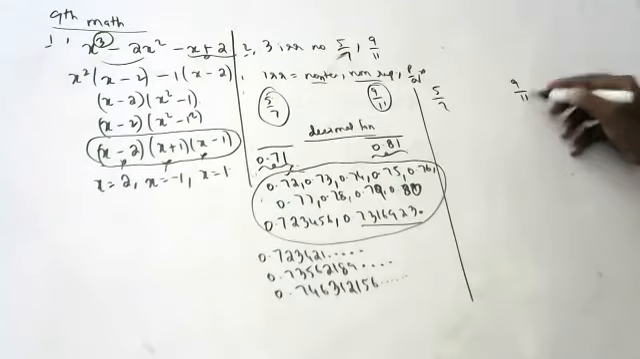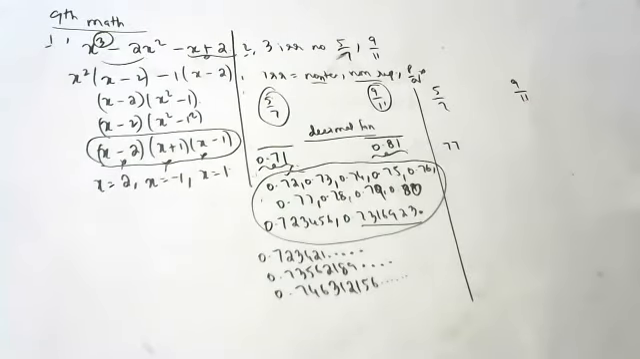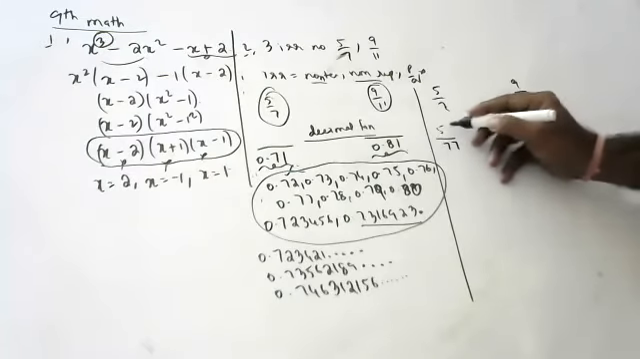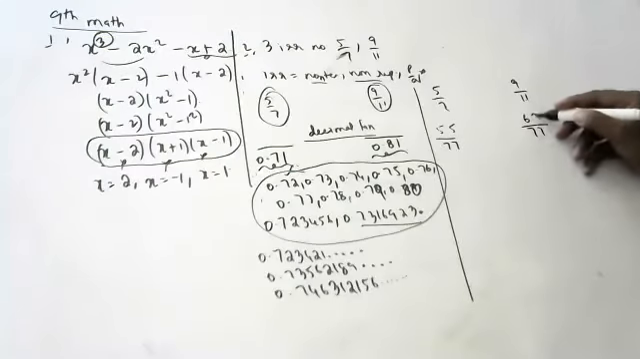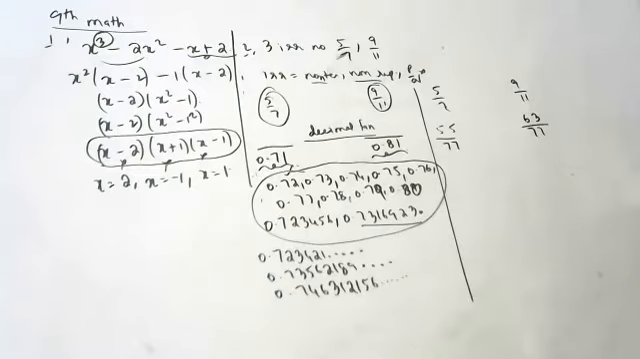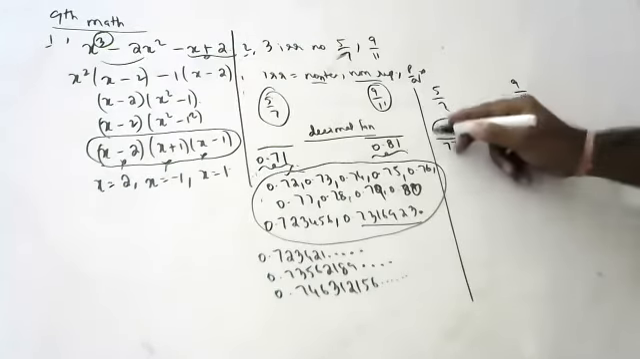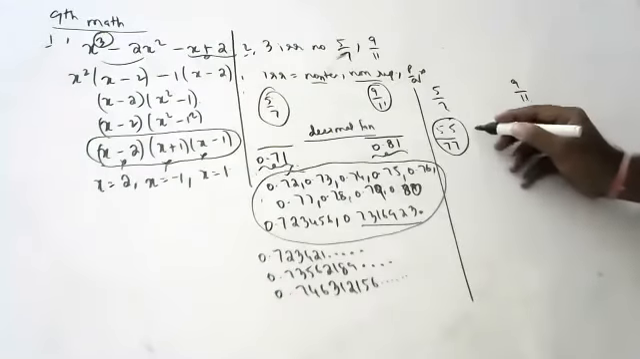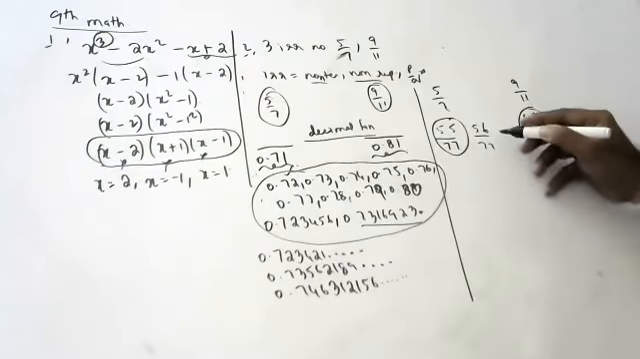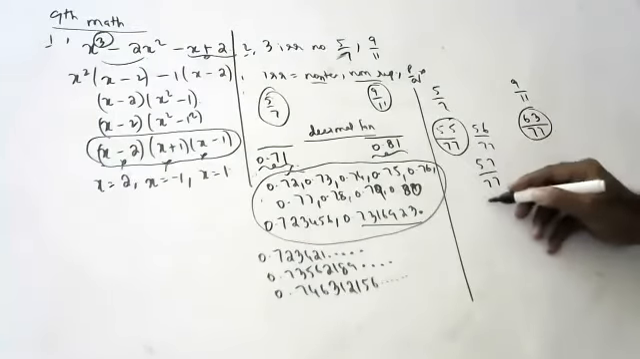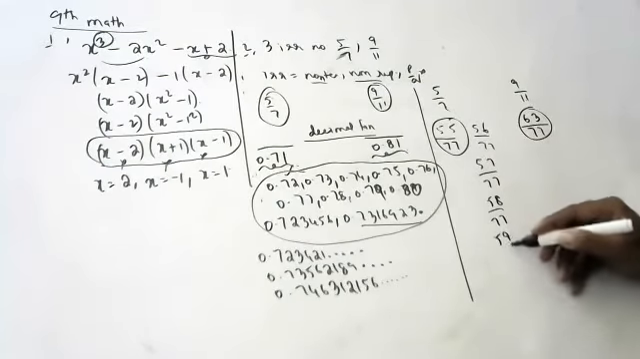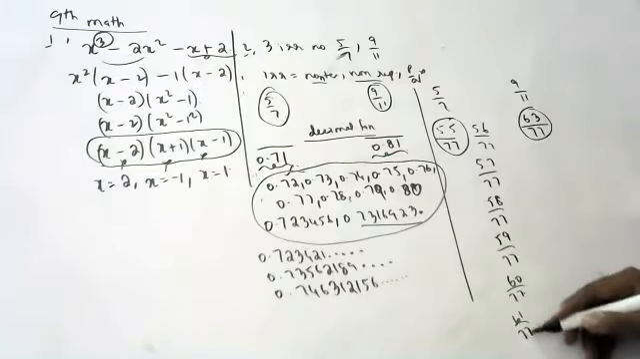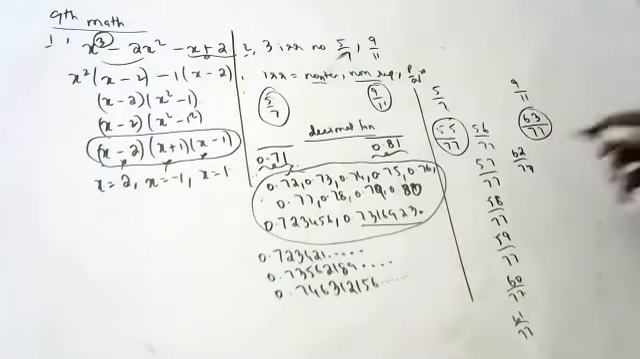Children, what is the LCM of 7 and 11? 77. 11 fives are 55. 7 nines are 63. So between 55 and 63, what are the next numbers, children? You will get 56 by 77, 57 by 77, 58 by 77, 59 by 77, 60 by 77, 61 by 77, 62 by 77. Okay, children.